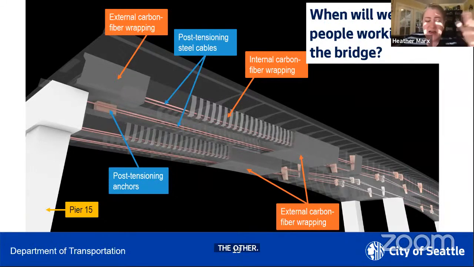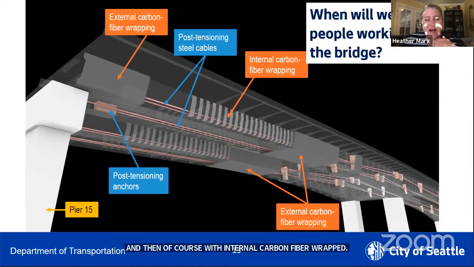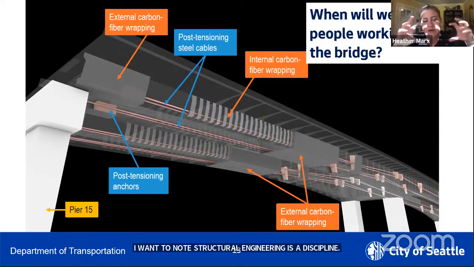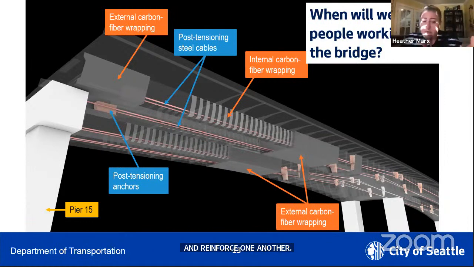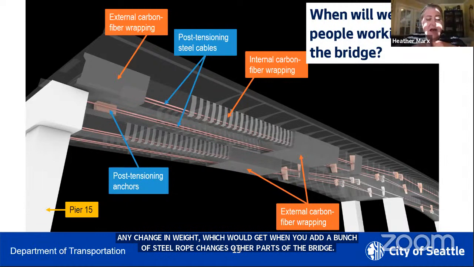I want to note that structural engineering is a discipline that is very exacting, very precise. Bridges have a bunch of what they call members that support and reinforce one another. And so any change in weight of the bridge, which you would get when you add a bunch of steel rope to the inside, changes other parts of the bridge. And so this is a very careful, very highly mathematical process.